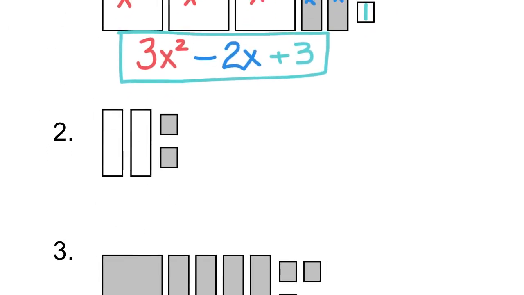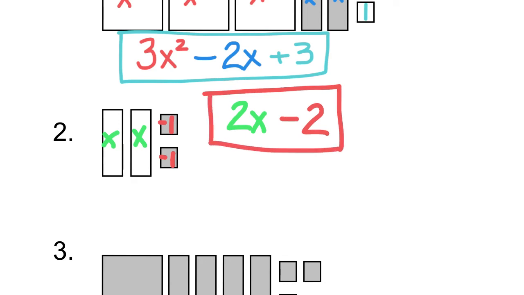Try the second one on your own. Pause the video here. In this binomial, because there's 2 terms, we don't have any x squareds. We simply have x's, and there are 2 of them. And then we have 2 units that are negative. So this binomial will be represented by 2x minus 2.